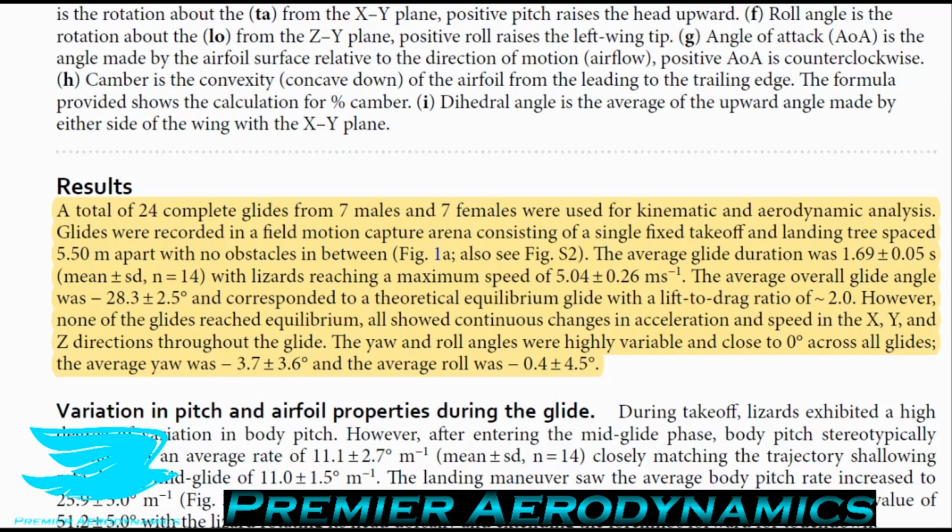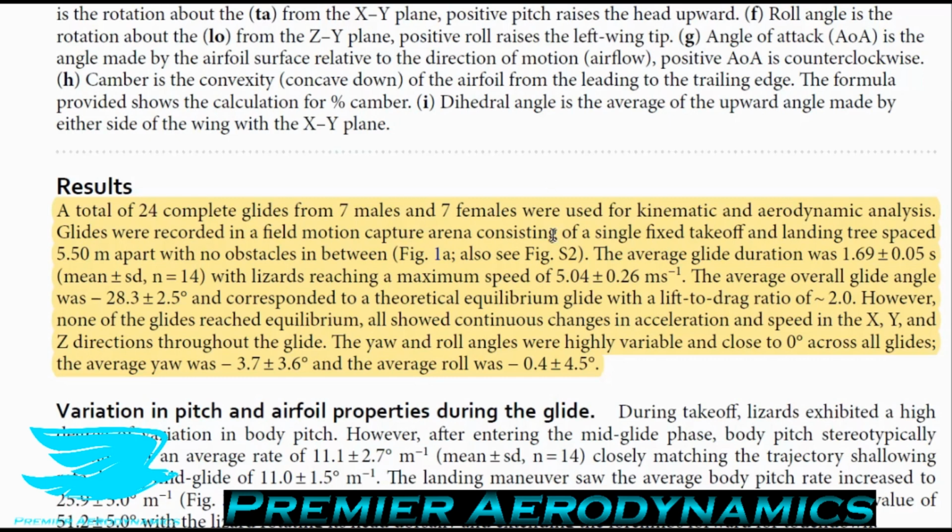All show continuous changes in acceleration and speed in the X, Y, and Z directions throughout the glide. So this is what I've talked about before, it's transient. The yaw and roll angles were highly variable and close to 0 degrees across all glides. The average yaw was minus 3.7 degrees, plus or minus 3.6 degrees standard deviation. So that means that it was quite variable, as I mentioned.